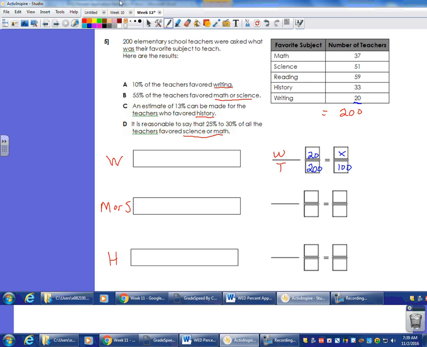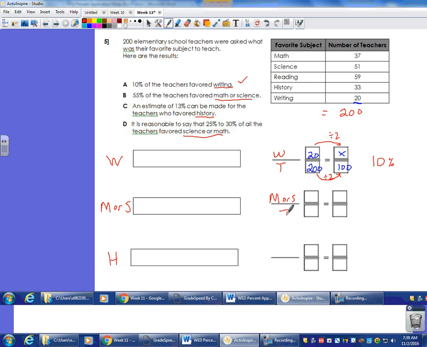Now there's a way that we can do this without cross multiplying and dividing. If you look, I know that I'm dividing by 2, because 200 divided by 2 will give me 100. So I'm going to divide by 2, and that's going to give me 10% liked writing, which looks pretty good right there.